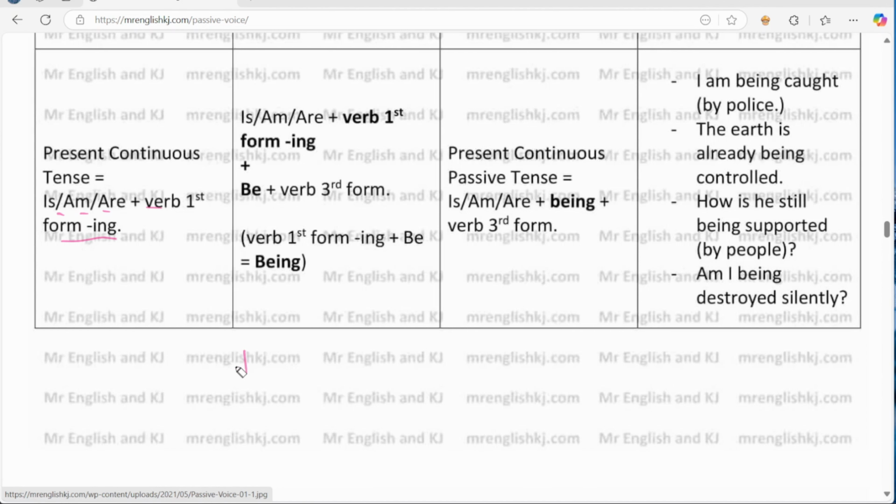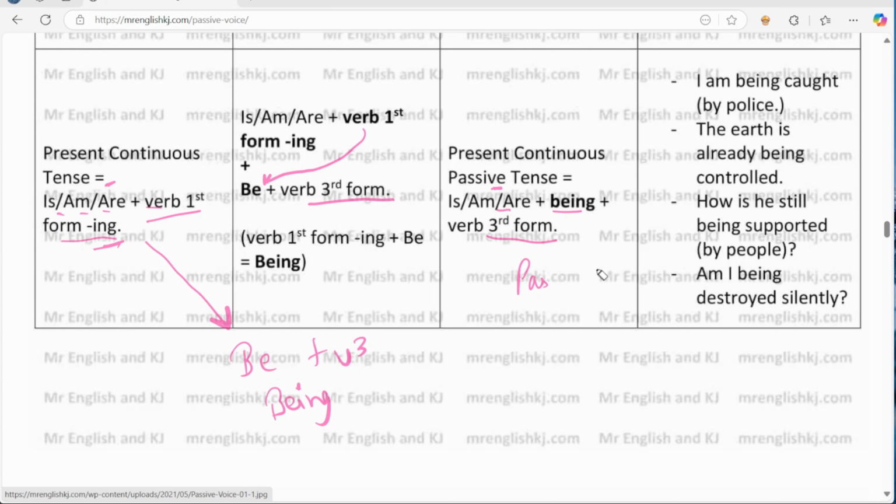As I taught you, be plus verb third form we add to every tense or modal, every rule that we see, in order to convert them into passive. So you see the bold part, it is helping you to understand. We had verb first form plus ing here. What we do? We add be to that verb first form plus ing and it becomes being. So we are left with verb third form and that is our new rule: is/am/are being plus verb third form. This is the rule of passive. Okay. This is the rule of active normal tense.